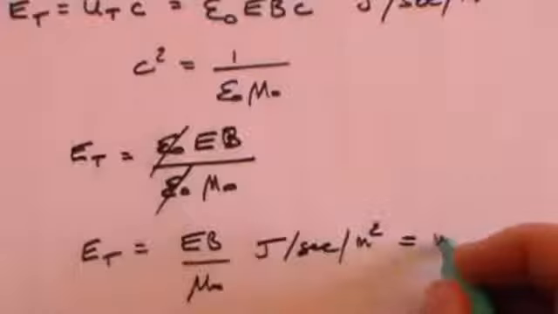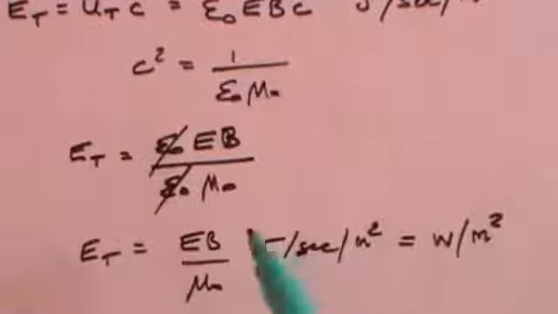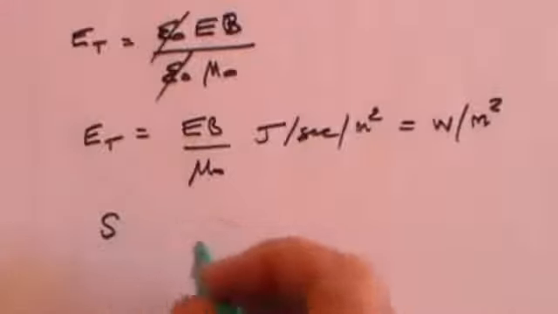squared. But joules per second is a measure of power, that's watts. So this now becomes watts per meter squared. And this term, which shows the power per meter squared, the power per area, is the Poynting vector, and that is given the letter S.